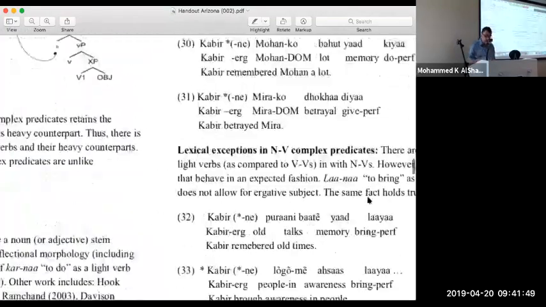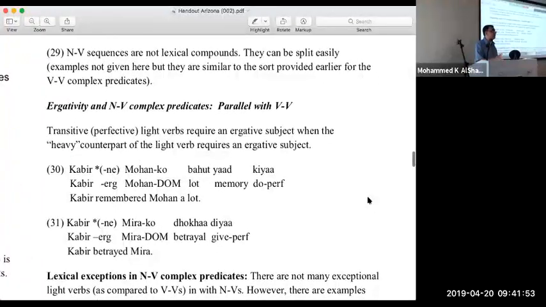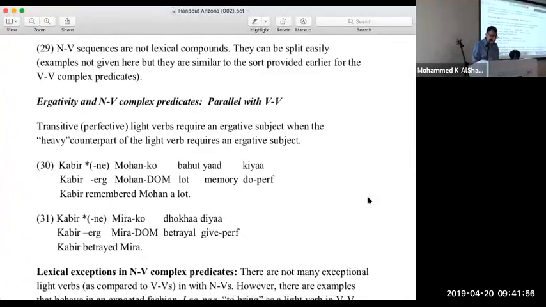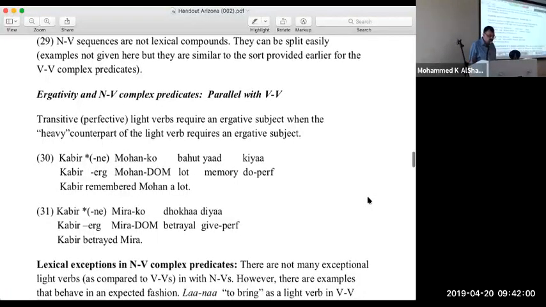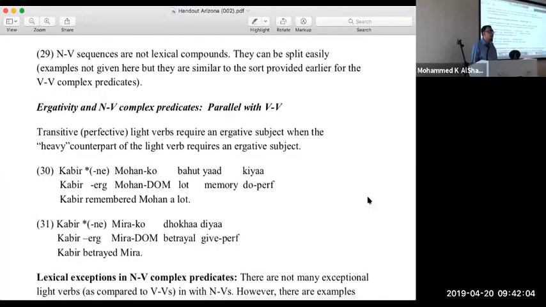Okay, just to very quickly now look at the case distribution. There are no surprises here. It's going to mimic the case patterns that we've seen earlier. So look at 3031, and when the light verb is transitive, you have to have an ergative subject. So you get Kabir ne Mohan ko bahut yaad kiya. That's 30. So you get ne. If you leave out ne, then you are in trouble. And again, the grammaticality judgments here are robust. I mean, there's no quibbling about those.